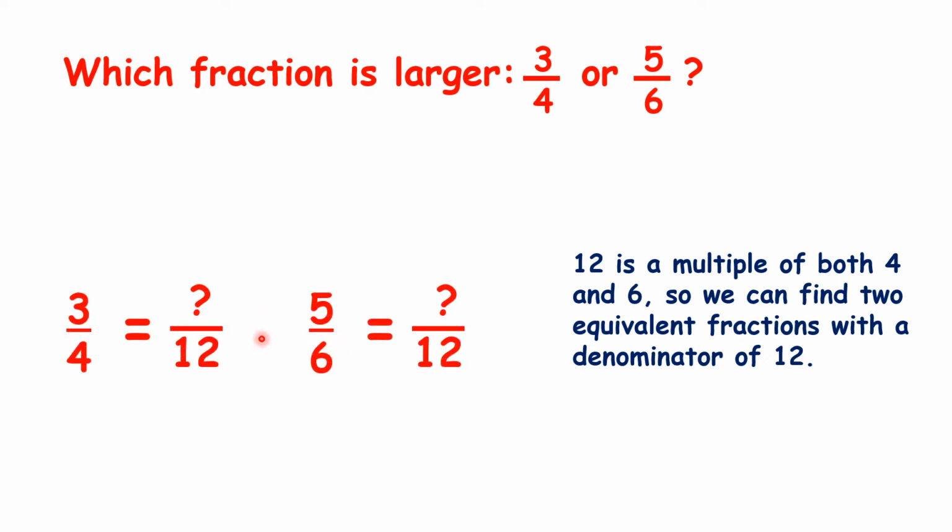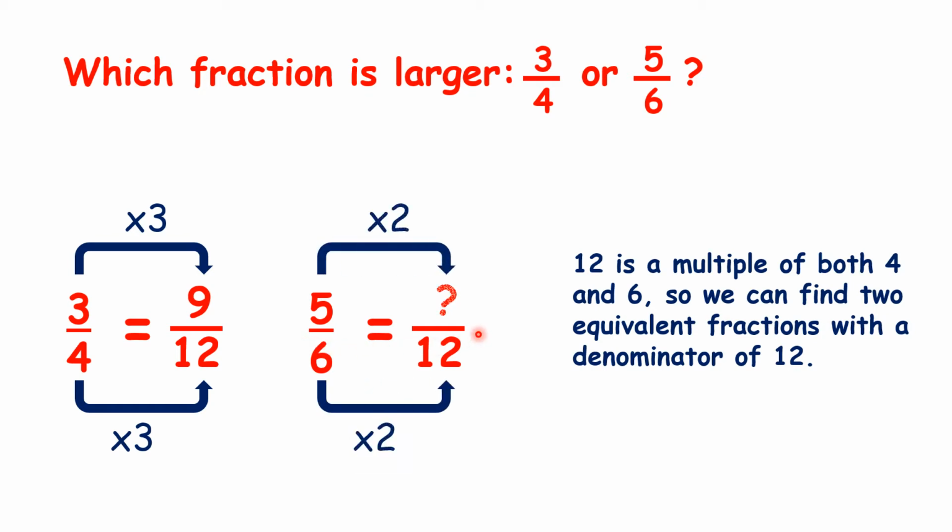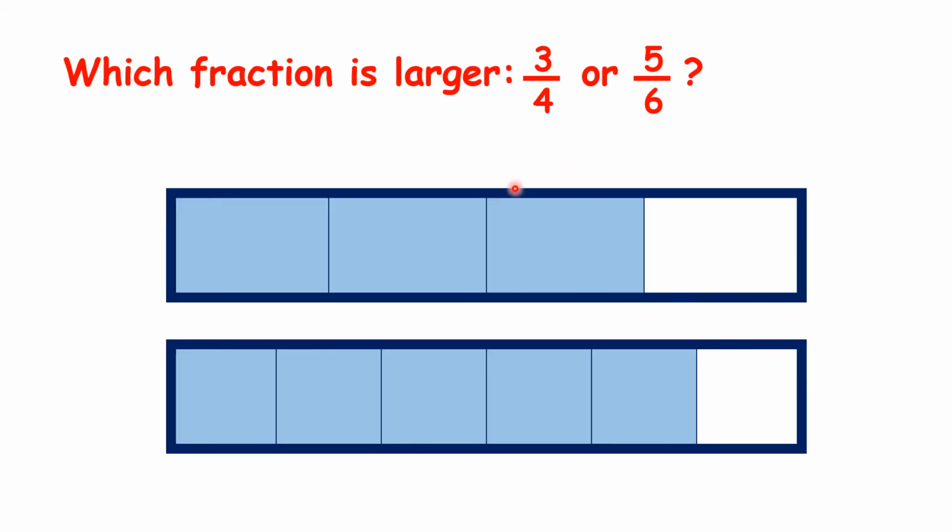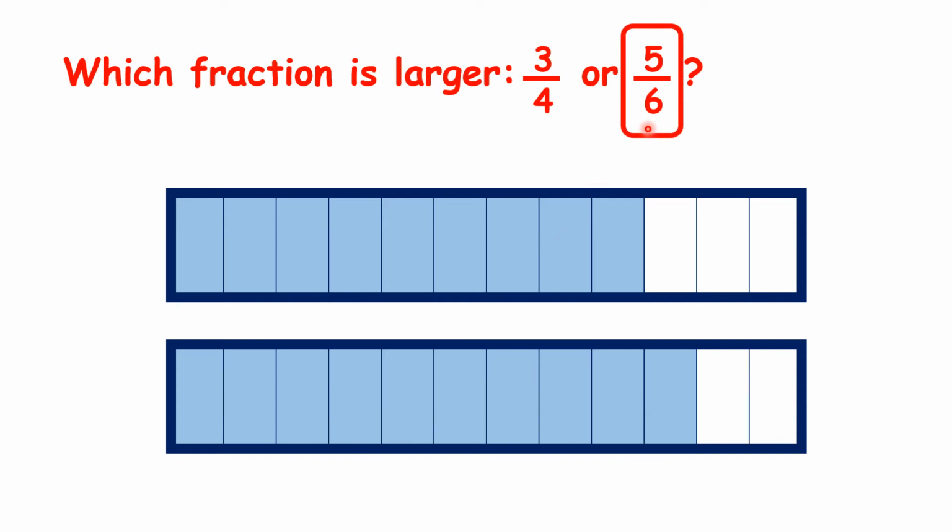So let's find our equivalent fractions. 3/4 is the same as 9/12. 5/6 is the same as 10/12. So we know that 5/6 is the larger fraction. So we can see, if you split 3/4 into 12ths, you have 9/12. But if you split 5/6 into 12ths, you have 10/12. So 5/6 is the larger fraction.